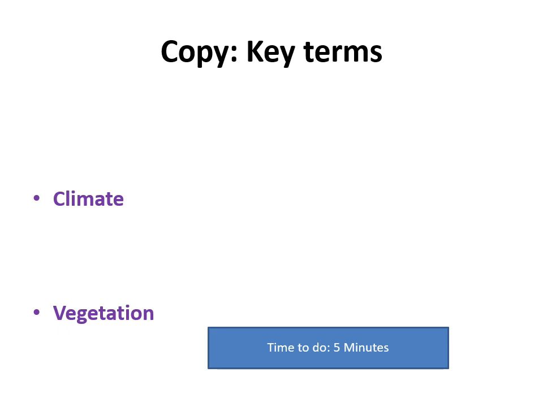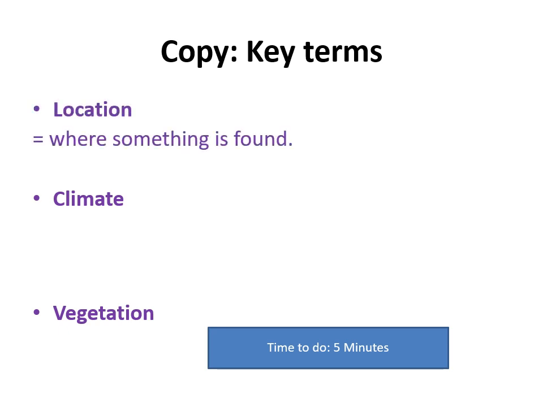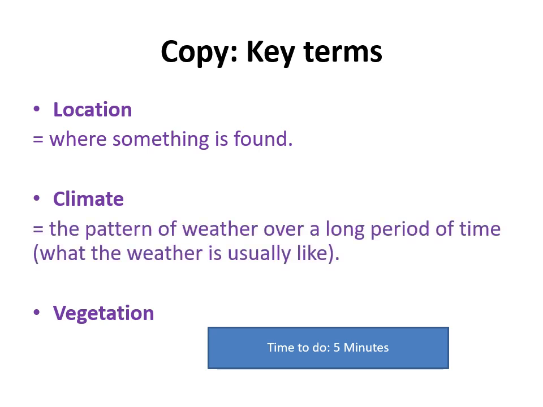Okay, so some key terms to copy down to begin with. The first one, location, meaning where something is found. Climate, the pattern of weather over a long period of time, or what the weather is usually like. You should be familiar with these words already, but just in case, we're reminding ourselves now. And finally, vegetation, nice and simple, plants. So jot those 3 things down for me, please. It says 5 minutes there, but to be quite frank, it should take you about 2. So write them down and we'll move on. Pause the video.